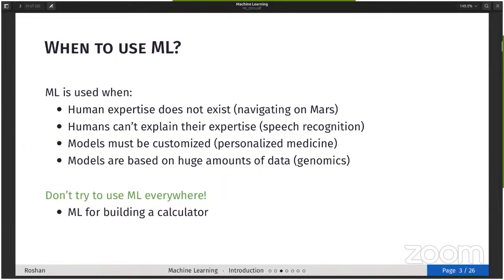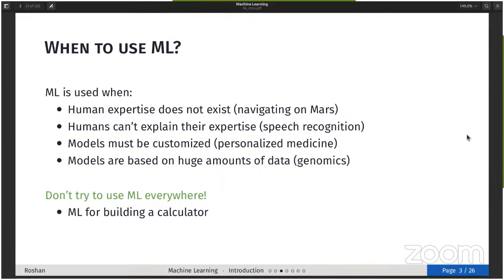And then the third aspect is personalized medicine. Right now in medicine, a drug may work for some people and may not work for others. In the personalized medicine case, we need to find out which particular drug can be used for which patient. That's what personalized medicine is.